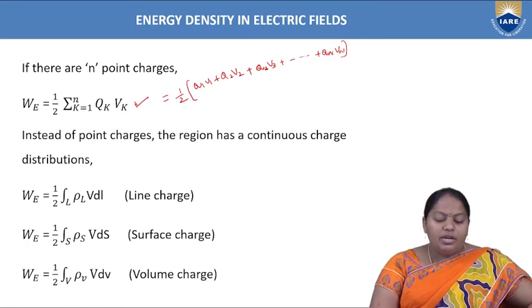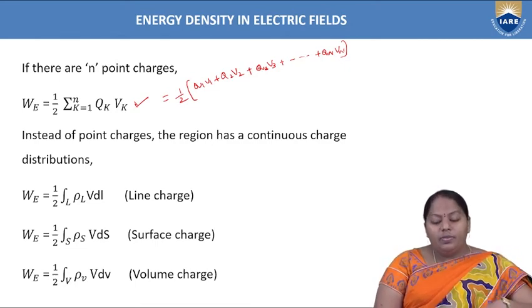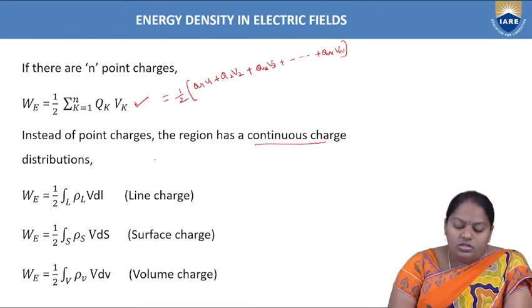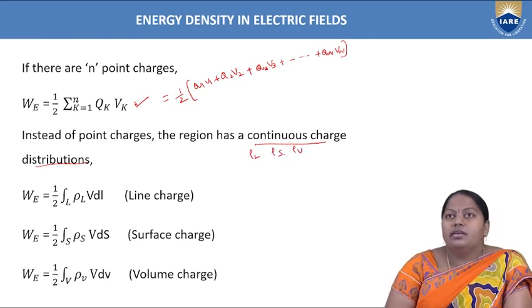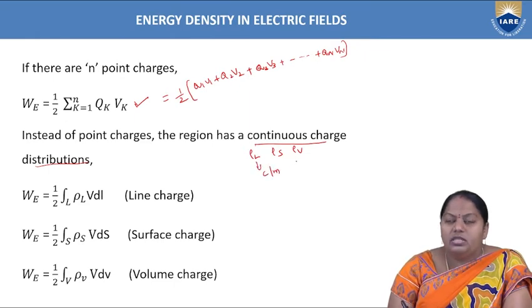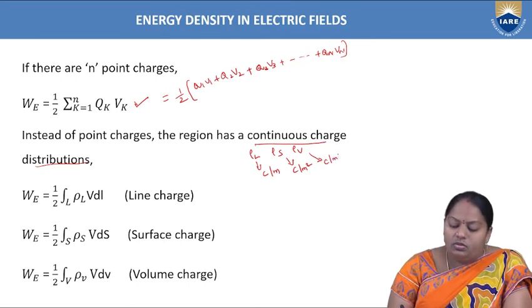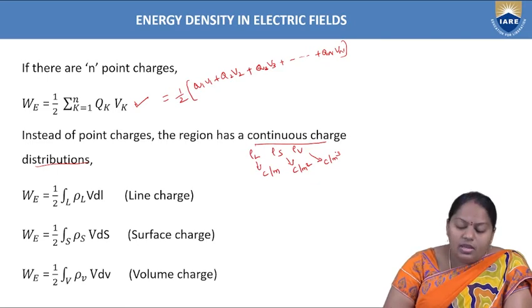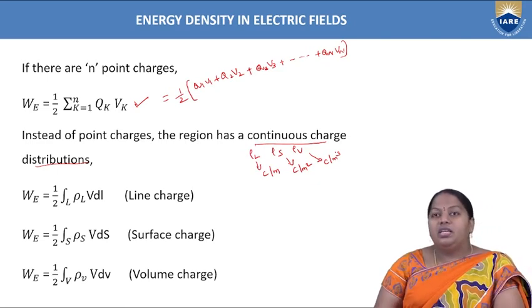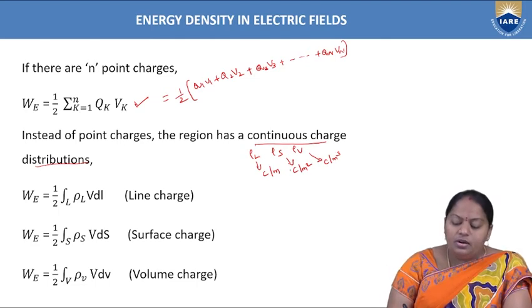Now instead of having point charges, suppose that region has a continuous charge distribution. In electric fields, there are 3 continuous charge distributions: rho L, rho S and rho V. Here rho L is the line charge density, measured in coulomb per meter; rho S is the surface charge density, measured in coulomb per meter square; and rho V is the volume charge density, measured in coulomb per meter cube. So the 3 continuous charge distributions in electric fields are given by rho L, rho S, rho V.